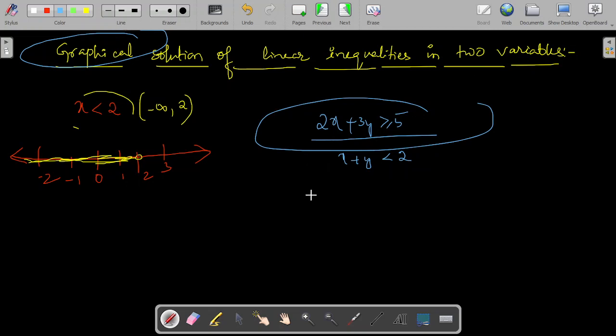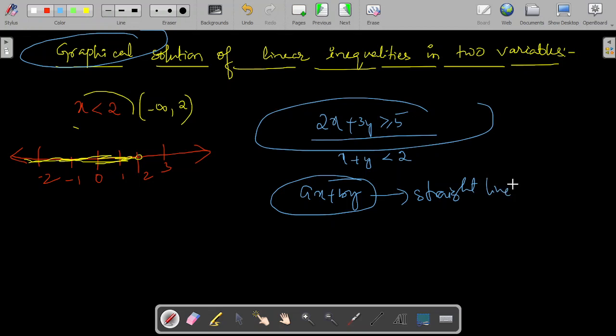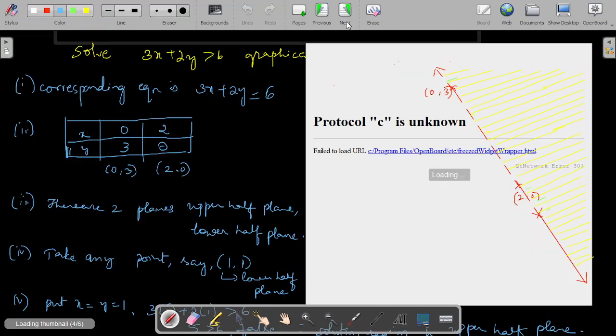So you already know that ax plus by, this expression, always represents a straight line. So when you are finding the graphical solution for linear inequalities in two variables, definitely you will obtain a straight line. Then based on the orientation of that straight line, we will be obtaining the solution. Let's see how to do that.